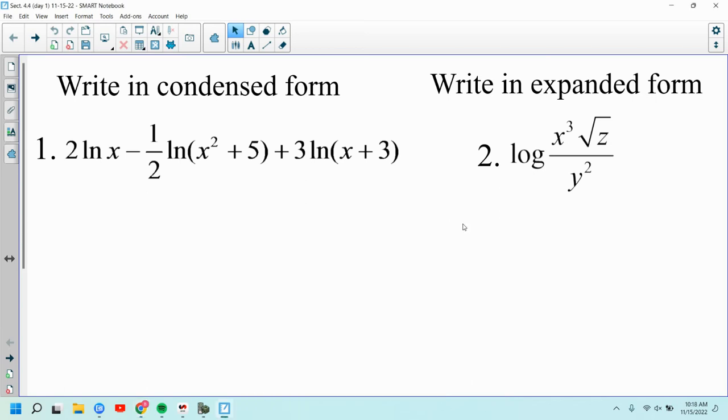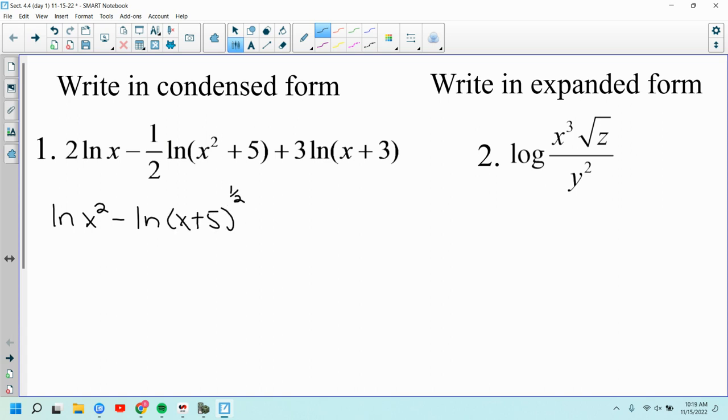Okay, for condensed form. The 2, the 1/2, and the 3 all become a what? Exponents. Okay, so this becomes natural log of x squared minus natural log of x squared plus 5 to the 1/2 power plus natural log of x plus 3 cubed. What's the 1/2 power going to become though?